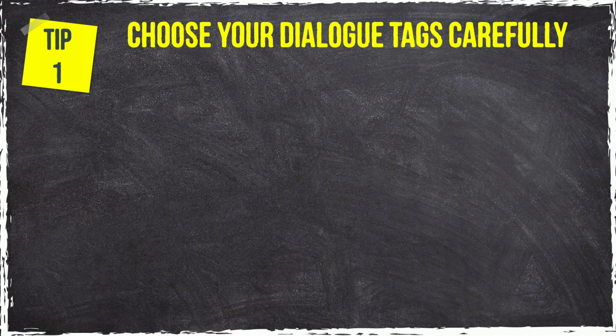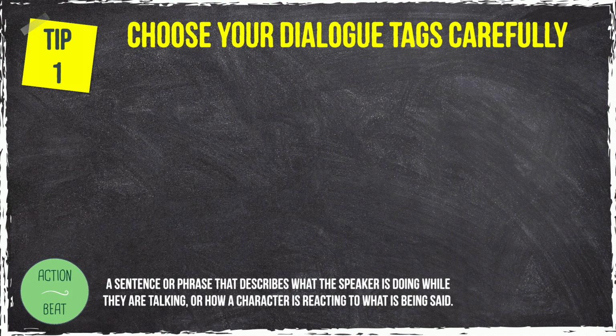A more subtle type of dialogue tag is something called an action beat. An action beat is a sentence or phrase that describes what the speaker is doing while they are talking, or how a character is reacting to what is being said.